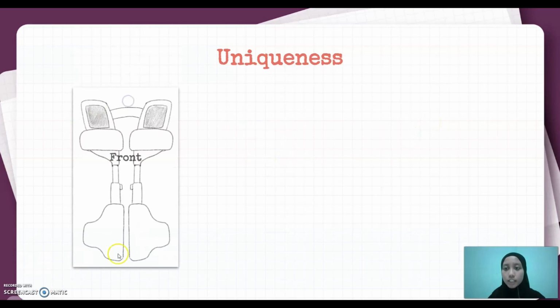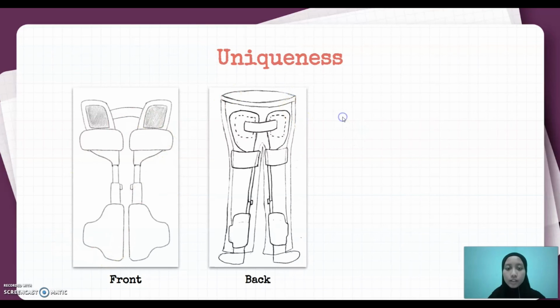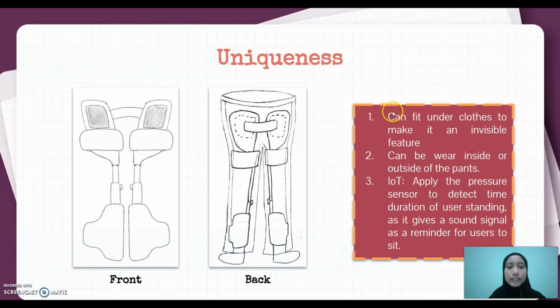This is the design sketch of our product. This is the front view and this is the back view. The uniqueness is, first, it can fit under clothes to make it an invisible feature. Second, it can be worn inside or outside of the pants, depending on whether the users want to use it inside or outside of their pants. And the third one is we apply a pressure sensor at the sitting cushion at the back to detect the time duration of the user standing, as a reminder for users to sit down.